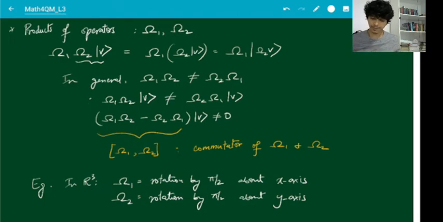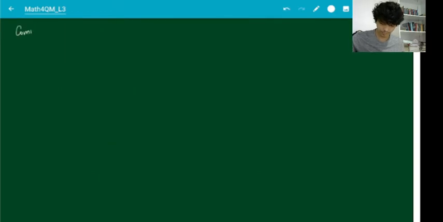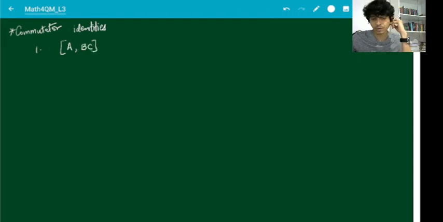Okay, there are a couple of identities involving commutators. The first is that if you take the commutator of A with, so A, B, C are all operators. If I take the commutator of A with the product BC, this is B operating with the commutator of A and C, plus the commutator of A and B with C.